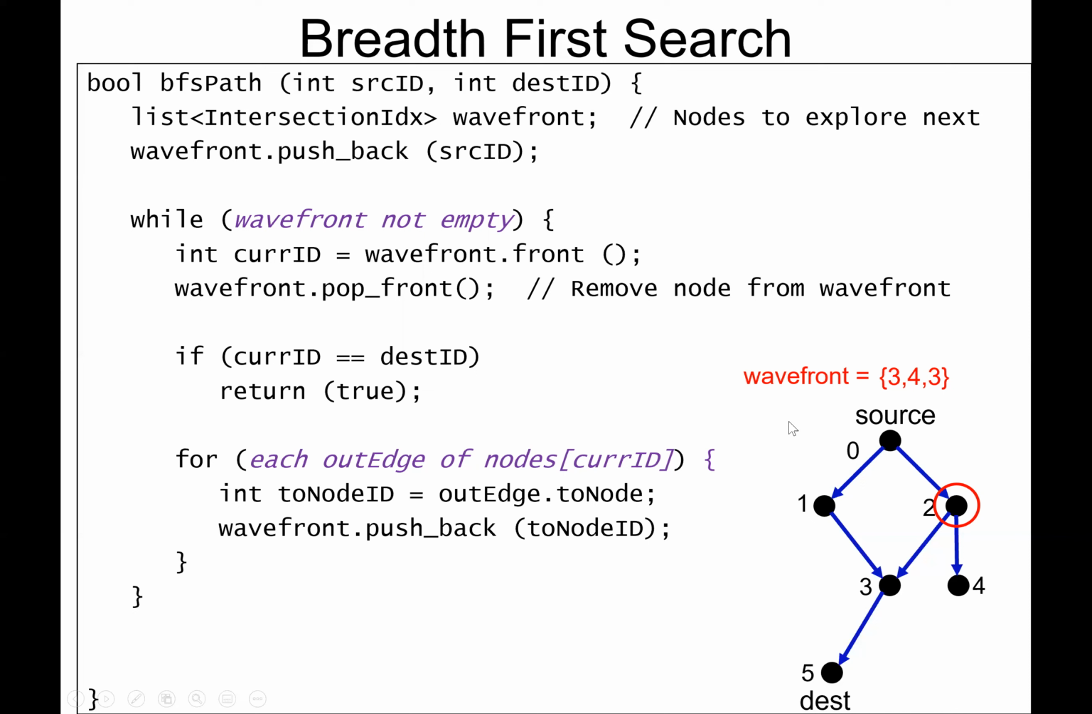And now we pull off node three. It's at the front of our wavefront. So we're basically going back through this loop, and it's not our destination. We take what it can reach, which is node five, and put it in the wavefront. We pull off node four. Can't go anywhere, so there's nothing to do. We pull off node three again, and we put node five in the wavefront again. And now finally we pull off node five and we're done. If the wavefront ever empties out, it means no path exists. We have no more work to do and we haven't found the destination.